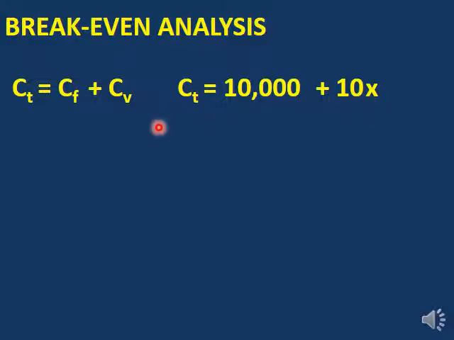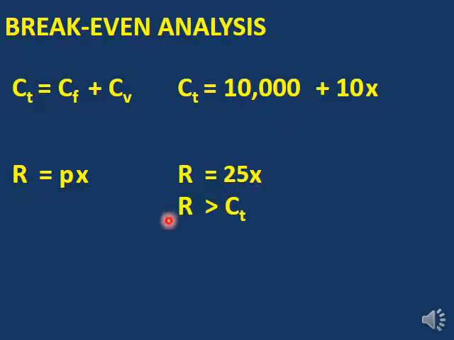Okay, so when you sell your apple, you will have revenue. The revenue depends on the price of the apple. Assuming that the price of the apple is P for each apple, and you sell X apples, then your total revenue is equal to PX. Or so let's say you're selling the apple for 25 pesos each. For X apples, your total revenue is 25 times X.